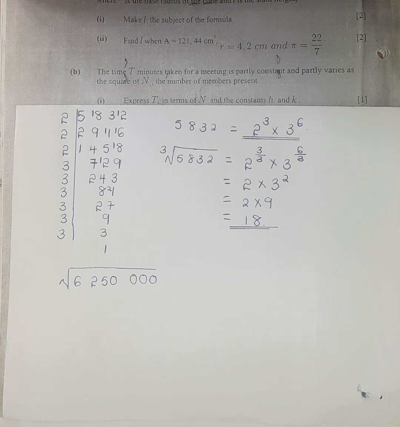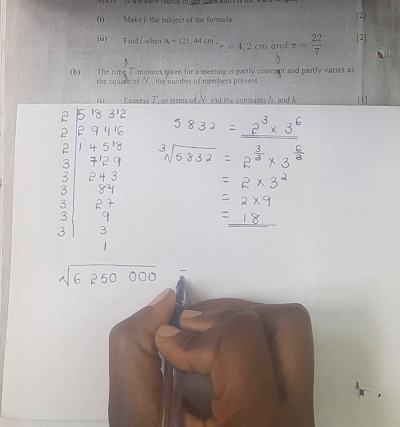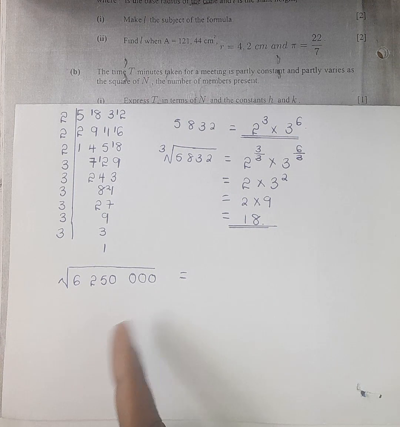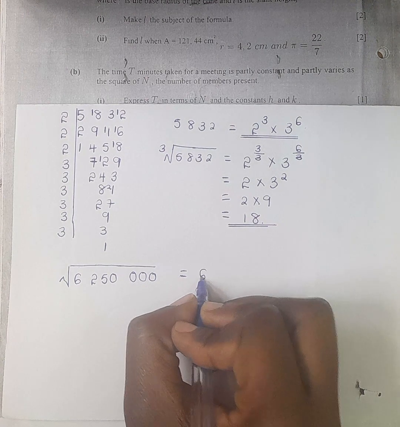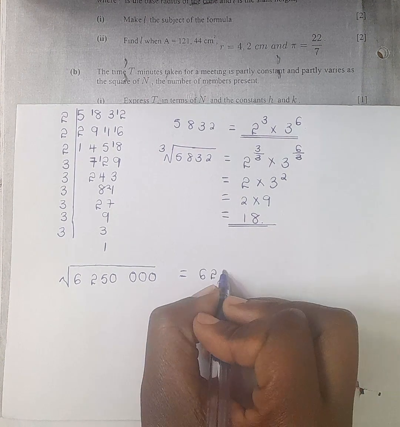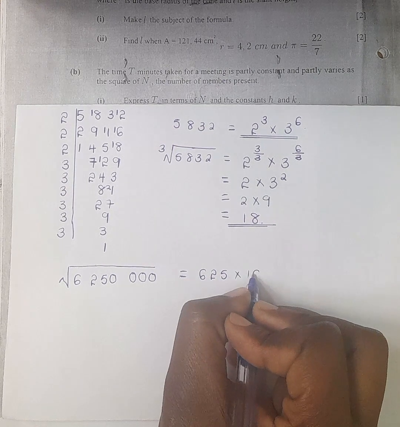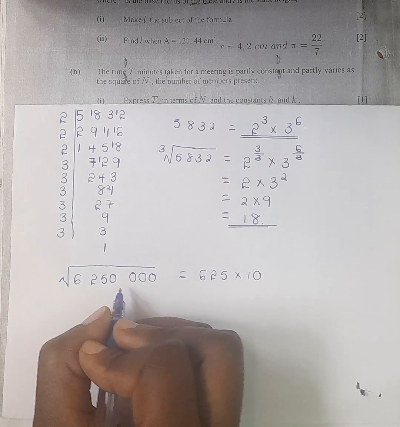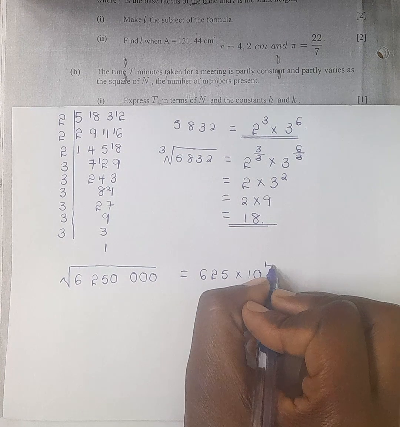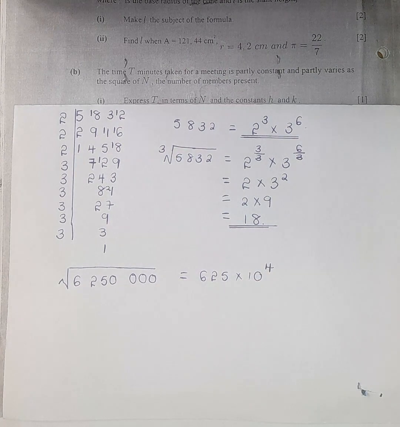What you need to do is, if it is a question with powers of 10 in it, you need to divide the question so that you say 6,250,000 is equal to 625 times 10. Here we have 4 zeros, so it means that it is 10 to the power of 4. And then we need to find the square root of 625.